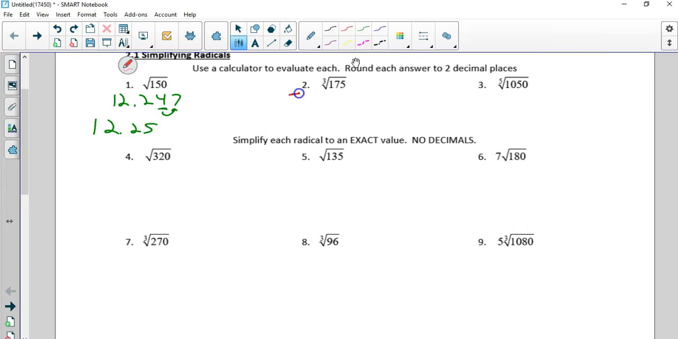5.593. The 9 looks at the 3. The 3 says stay. It's 5.59.